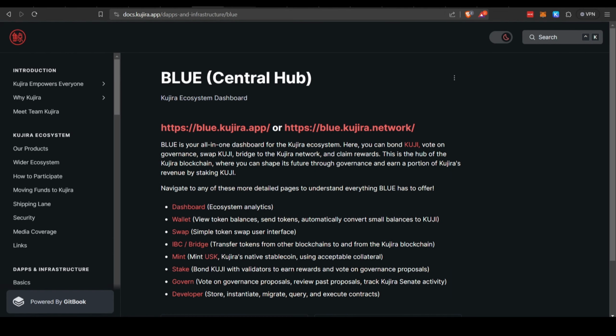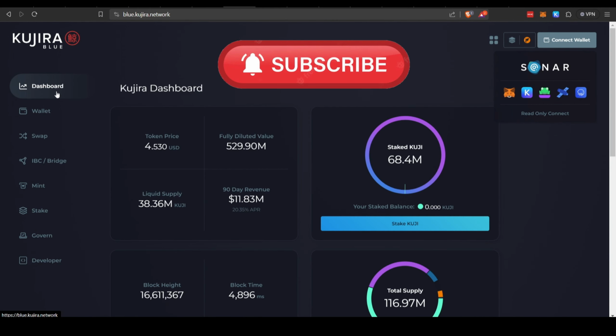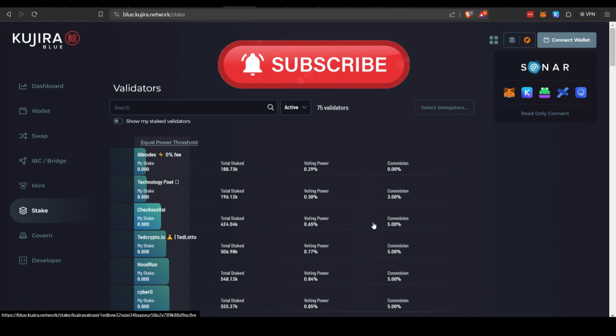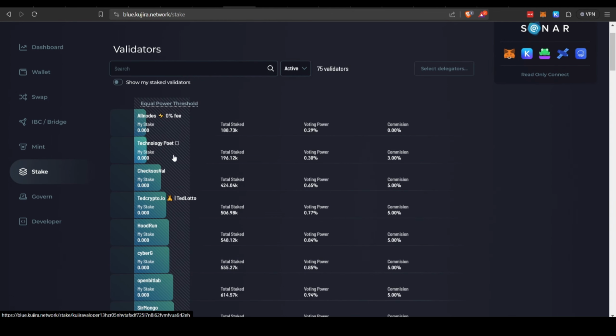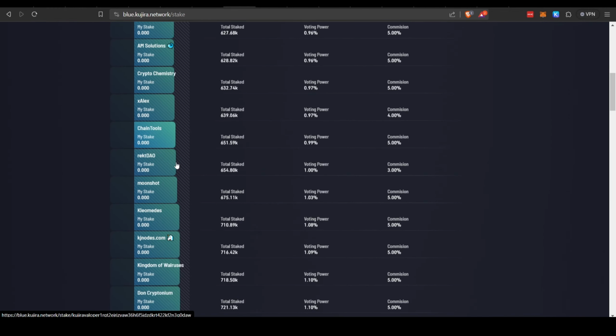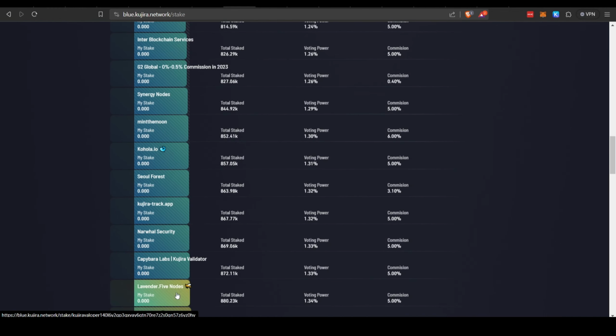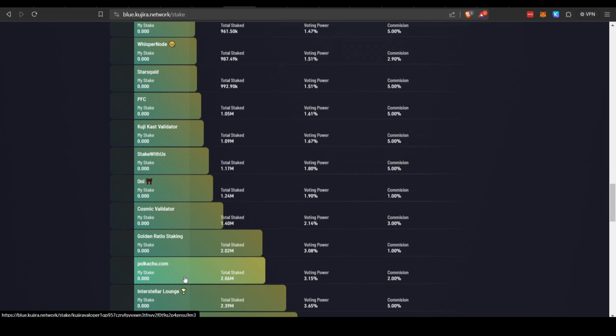Let's go over here to Blue. This is where you can stake your KUJI tokens. So here we go. Fairly straightforward. If you've seen any of my other videos, you know how to stake. It looks like they're presenting the validators that they recommend you going with, because look at a lot of these ones are full. As we go down the list, they get a lot fuller.